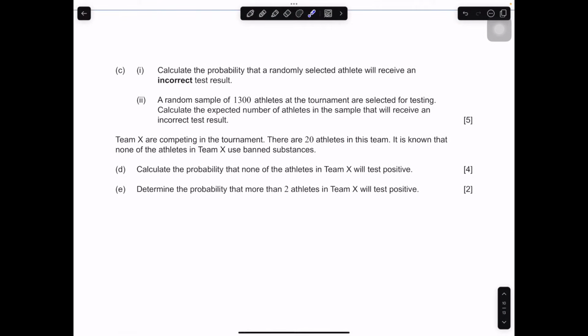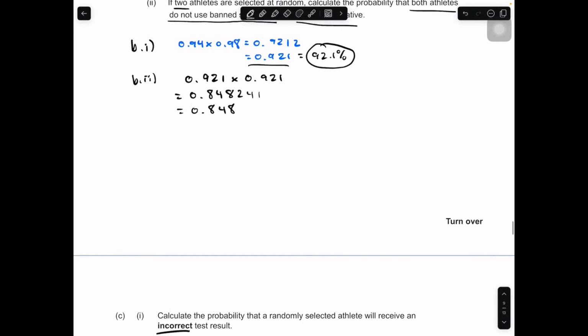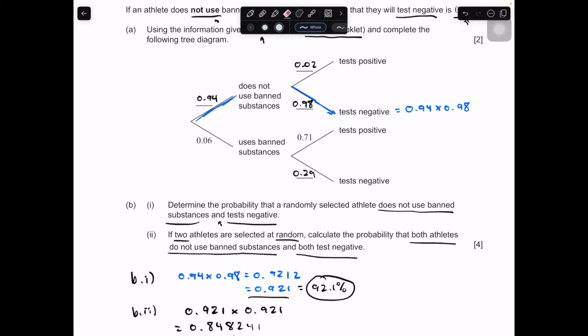All right, part C. Calculate the probability that a randomly selected athlete will receive an incorrect result. Okay, so an incorrect result. Let's find out what that would be. If they were to get an incorrect result, there are a few different ways that could happen. You could not use banned substances and test negative. That's one way. Oops, sorry, I think I deleted something. There we go. And actually we can keep that here. It was 0.94 times 0.98, sorry, 0.9212. Or someone can use banned substances and test negative.